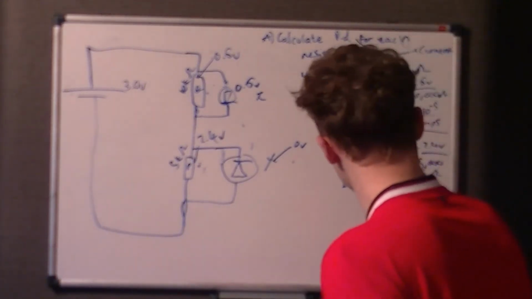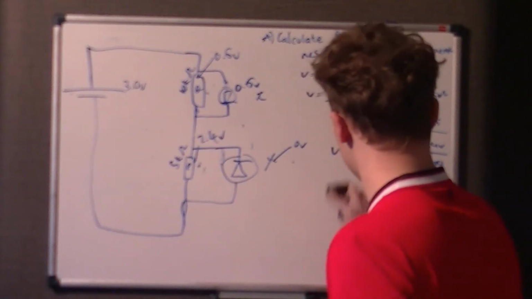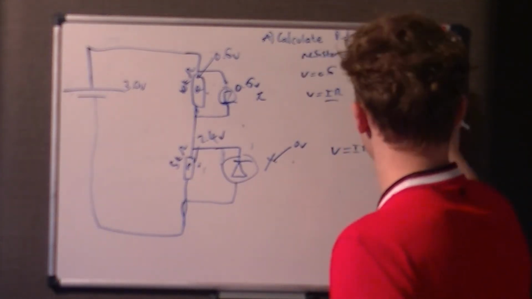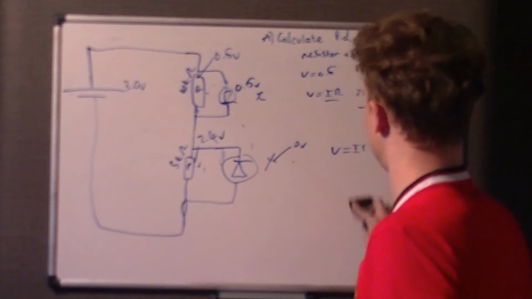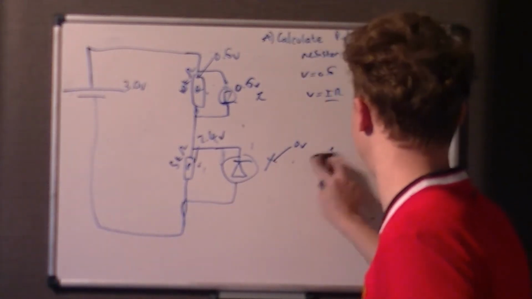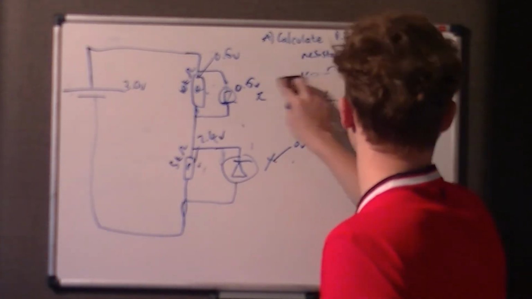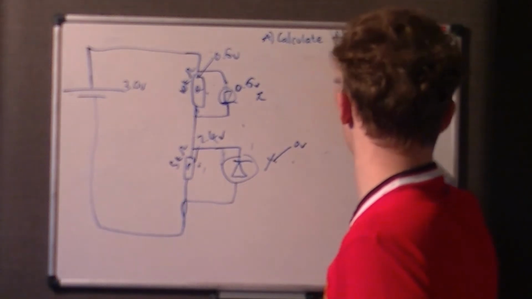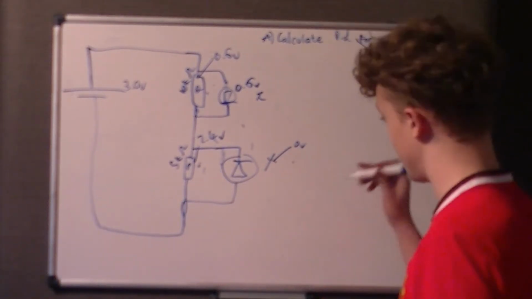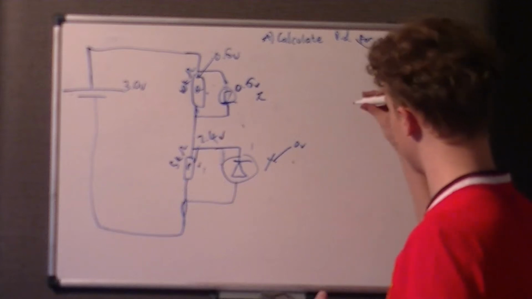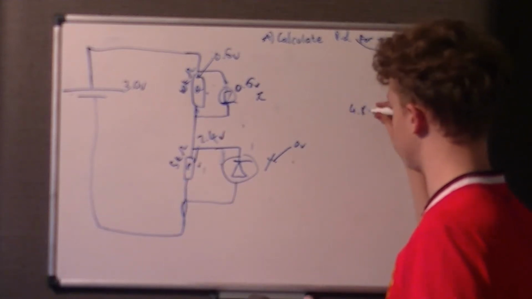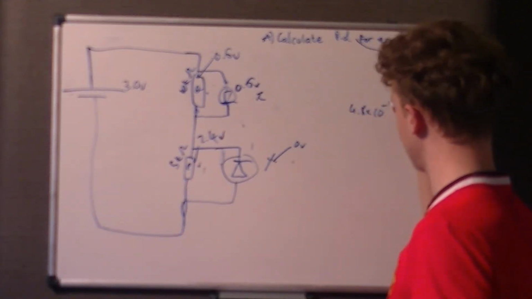So, let's get rid of all that info. Oh wait, we might have needed that. I'm just going to rub all this out actually. Not a good start. And I'll write down all the currents and stuff that we've worked out so far. So we worked out the current at P was 4.8 times 10 to the minus 4 amps.